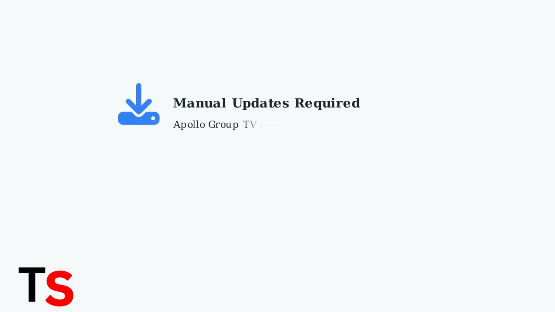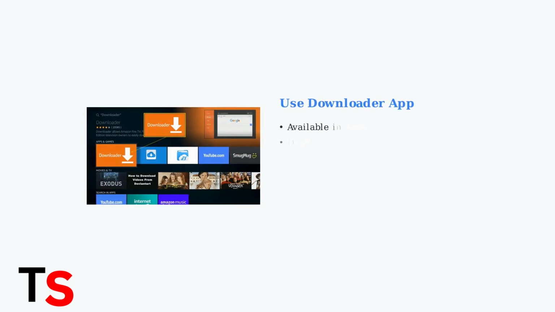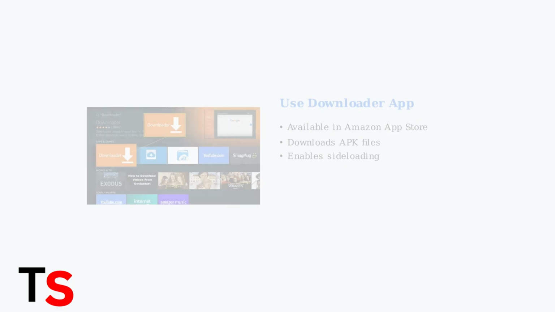Apollo Group TV updates require a manual approach since the app isn't available directly through the Amazon App Store. This means you'll need to sideload updates using specific tools and methods. The primary tool you'll use is the Downloader app, which is available in the Amazon App Store. This app allows you to download and install APK files directly onto your Fire Stick.